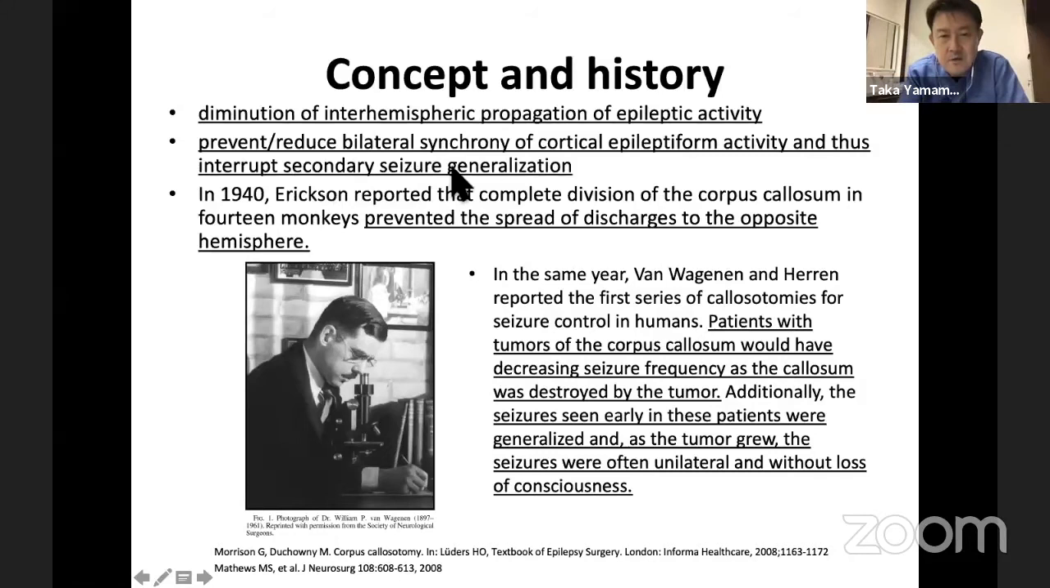So this was developed in 1940, the same year, by Erickson and another group, Van Wagenen, and they observed that patients with tumors of the corpus callosum had a decrease in seizure frequency as the corpus callosum was destroyed by the tumor. The seizures seen early in these patients were generalized, and as the tumor grew, the seizures were often unilateral and without loss of consciousness. This is very important and interesting.